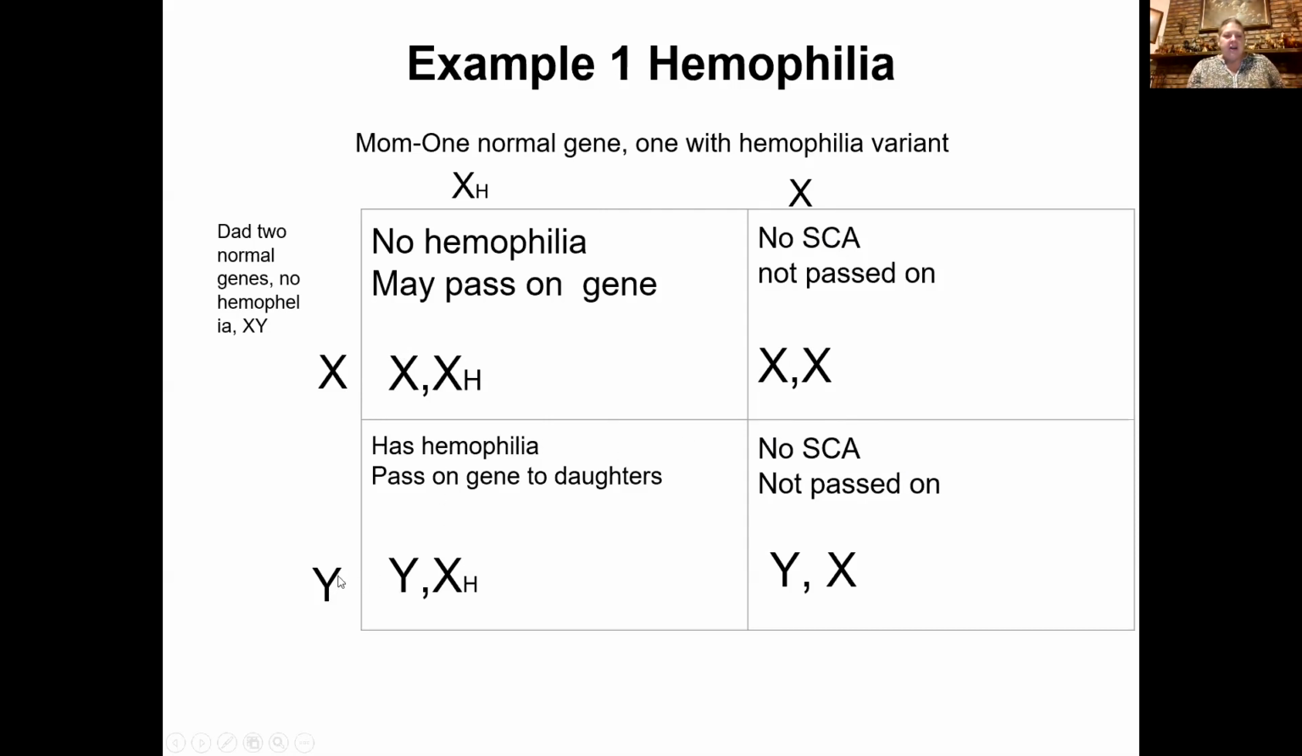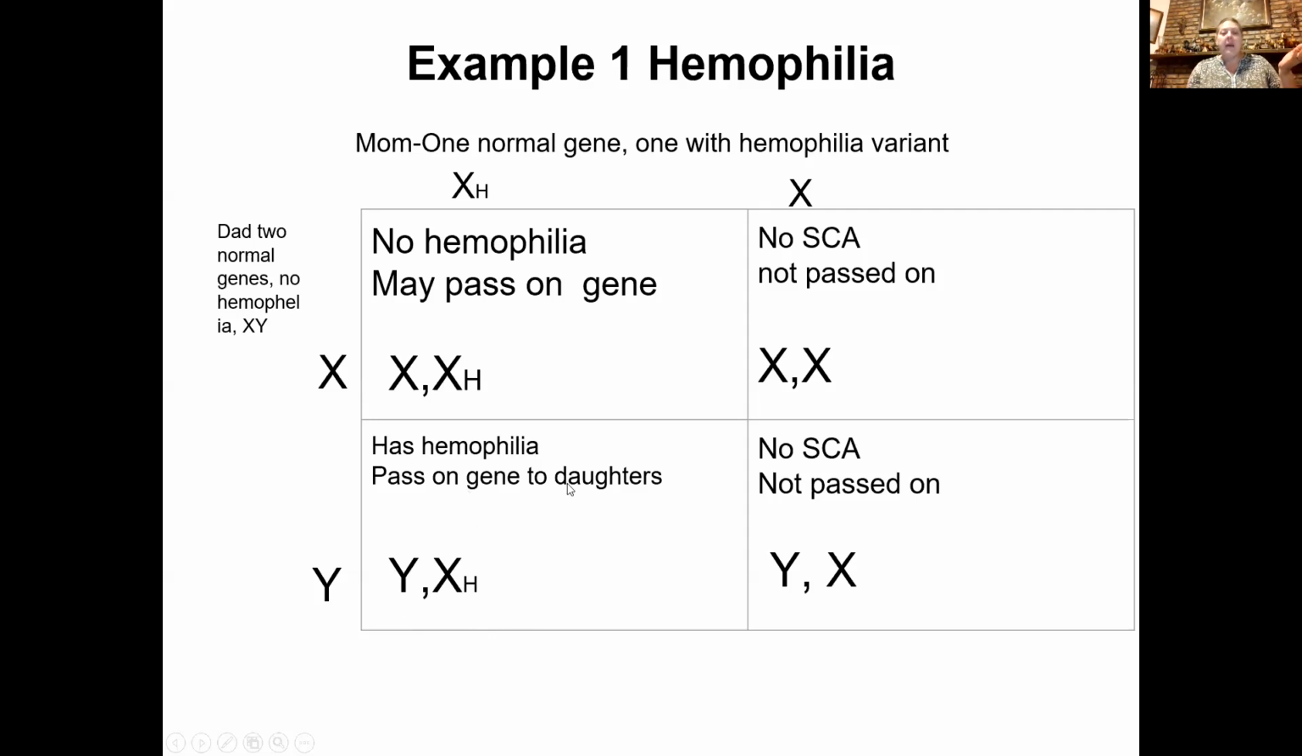So this child here got this Y, a normal Y from dad, which means that this child is a male because we have a Y. And this child received the hemophilia gene, the variant of the gene that has hemophilia, from mom. This child will have hemophilia. He has hemophilia because he only has one X. So now that he has only one X, this hemophilia is going to express. So he does have the disease.